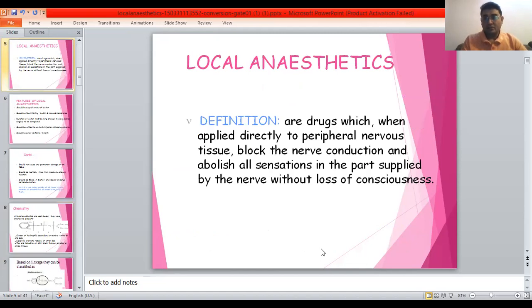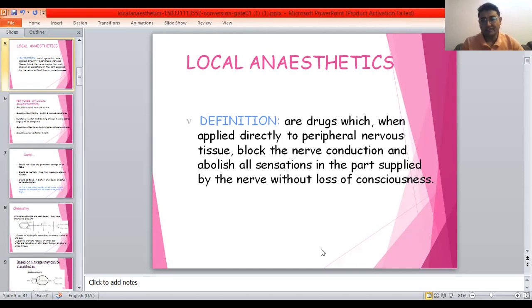Local anesthetics are medicines or drugs or agents that, when administered directly to a peripheral nerve, block nerve conduction and abolish all sensations in the part supplied by the nerve without loss of consciousness. We talked about this before, so it will be a kind of definition for local anesthetics.